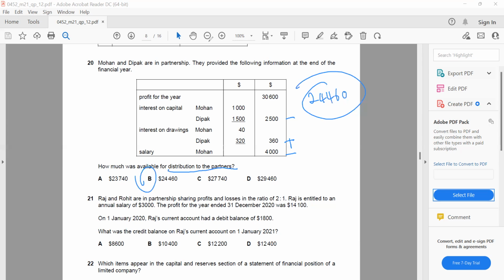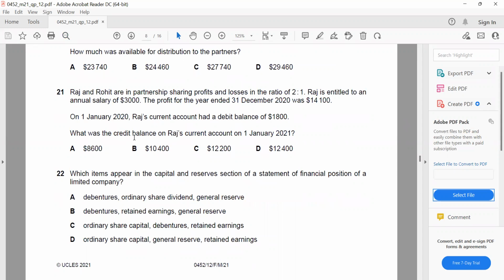Okay, next is question 21. Raj and Rohit are in a partnership sharing profit and loss in the ratio of 2 to 1. Raj is entitled to an annual salary of 3,000. The profit for the year ended 31st December was 14,100. So here, profit and losses: this one is 2, this one is 1. Raj is entitled to a salary. So Raj and Rohit share 2 to 1. The annual salary for Raj is 3,000.